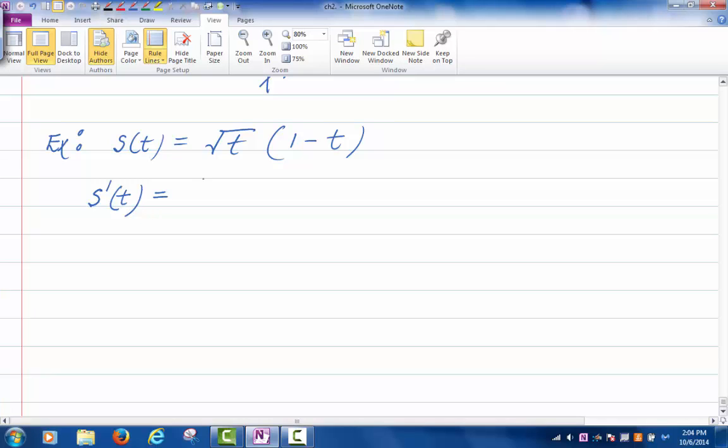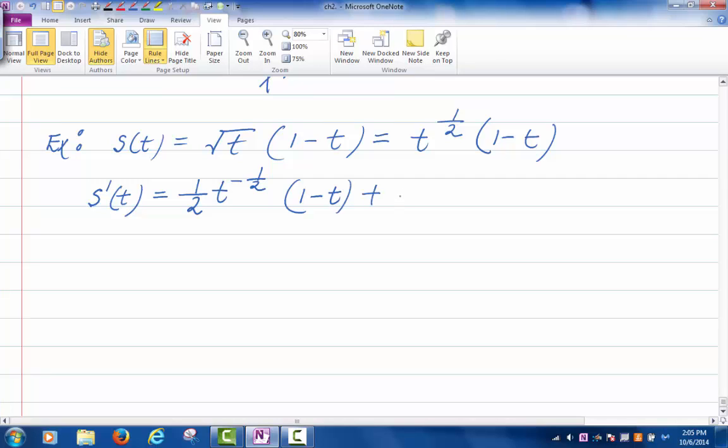So in order to take the derivative, I can apply the product rule, for example. Notice that this function is the same as t to the half times 1 minus t. And so if I apply the product rule, what do I get? I take the derivative of the first factor, which is half t to the 1 minus a half, half minus a 1, which is negative half. And then you multiply that by the second factor as it is.